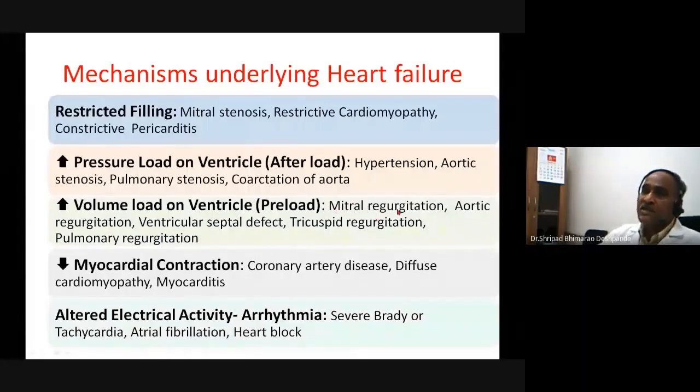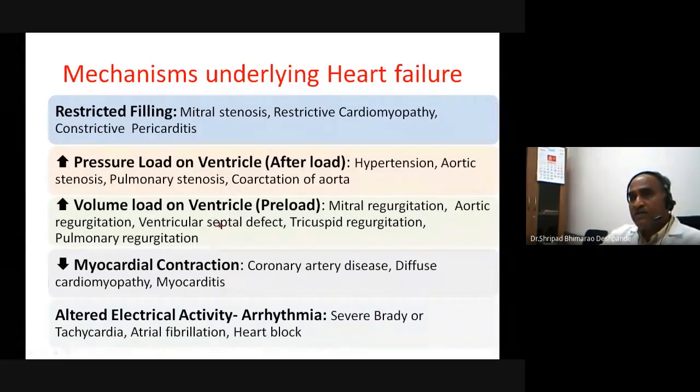The mitral regurgitation, what is happening? The blood goes back into the atrium. That means again the blood remains in the ventricle. The aortic regurgitation, the blood comes back. Whatever is thrown out, it comes back.